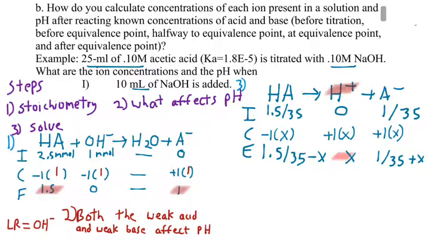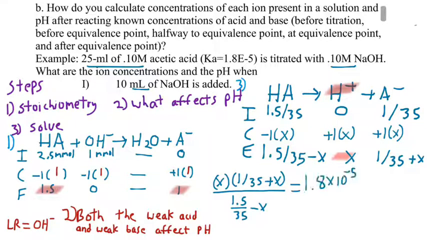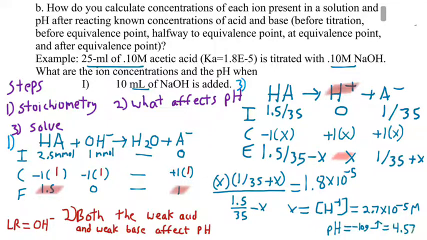So we're going to solve for x using our equilibrium expression. Products over reactants to their coefficients are equal to the Ka value in this case. When we solve for x, we get that x is equal to the H plus concentration, which is 2.7 times 10 to the negative fifth molar. So then we can find the pH by taking the negative log of the H plus concentration. The pH is 4.57.